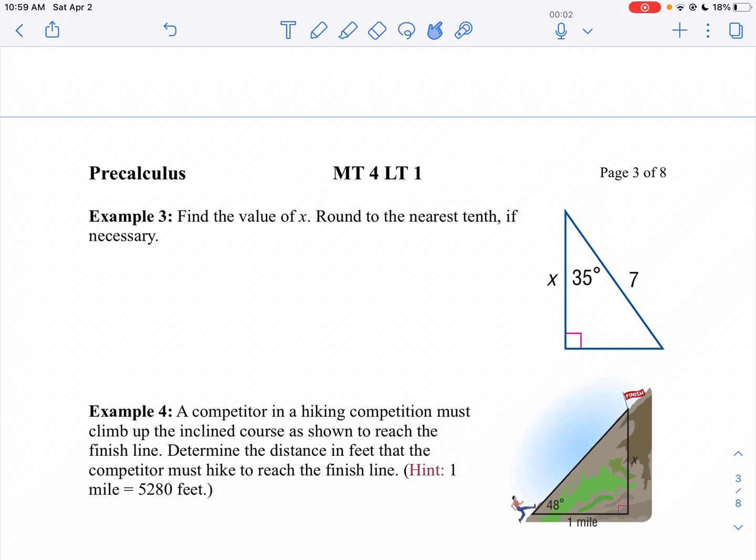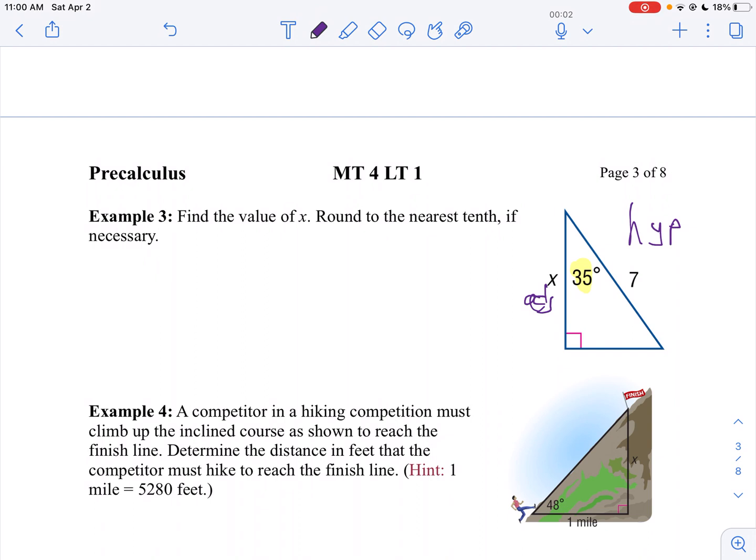Example 3, we want to find the value of x. So we take a look here. I have my angle, which I know is 35 degrees. 7 is my hypotenuse. And then my adjacent side is x, isn't it? Because it's next to 35 degrees.